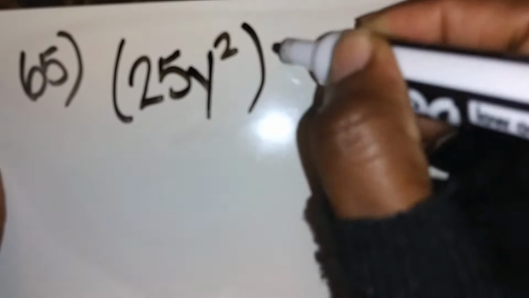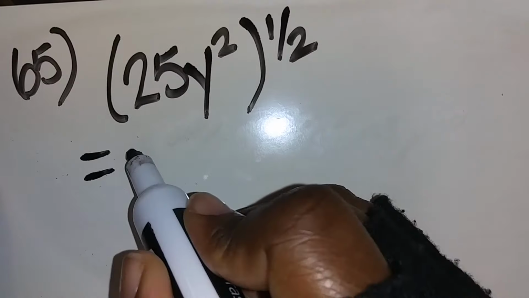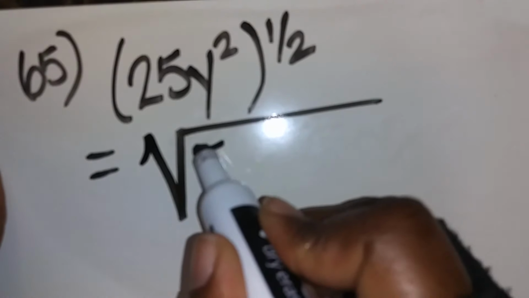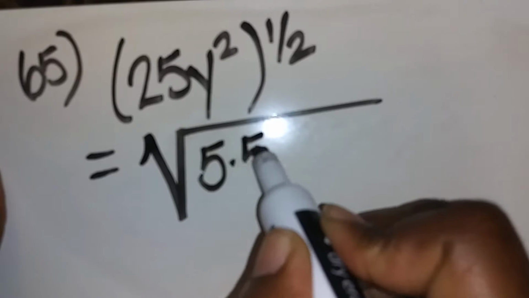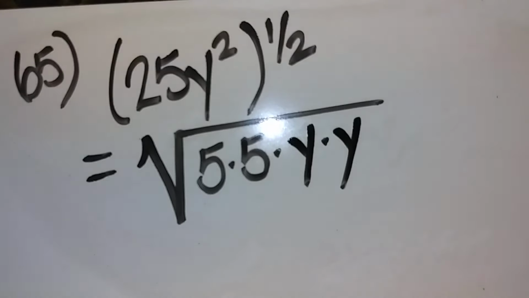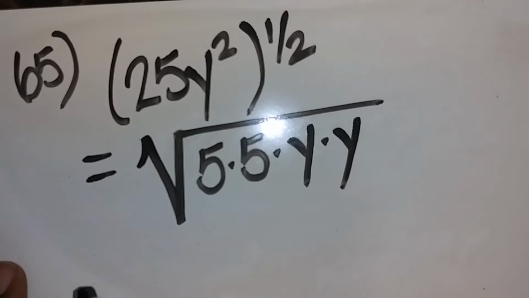We have 25 y squared raised to the 1/2 power. I want to rewrite this in radical notation. So I have these square roots. I'm going to break down 25. I know 5 times 5 is 25, and y times y is y squared. Okay, so again, when you're dealing with radicals, there are so many ways you can work these problems out and get the right answer. So whatever way you're comfortable with, use it.